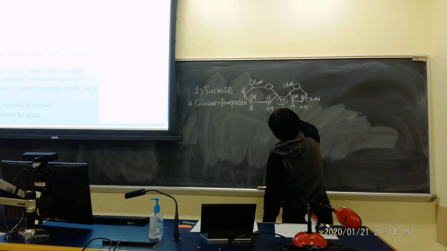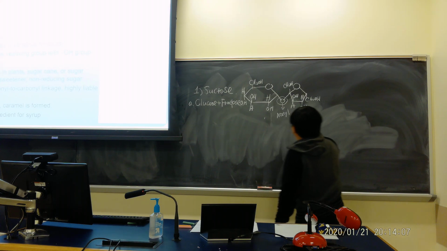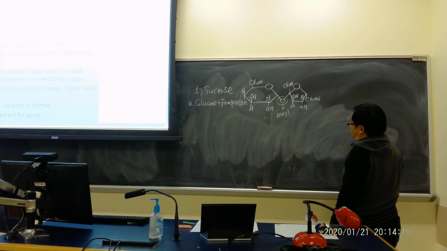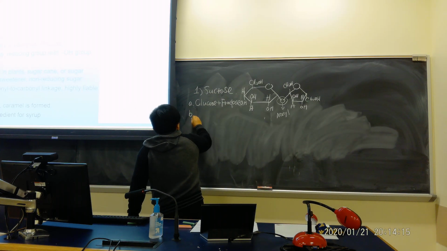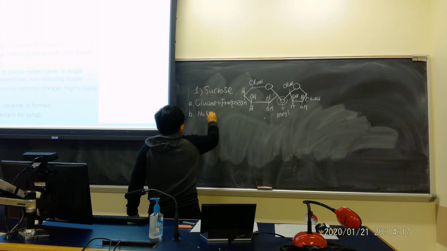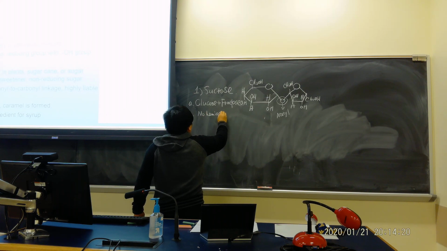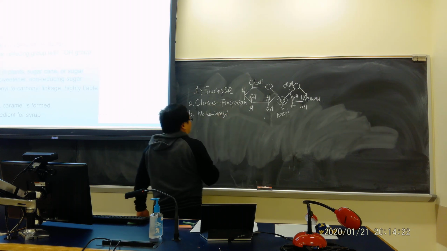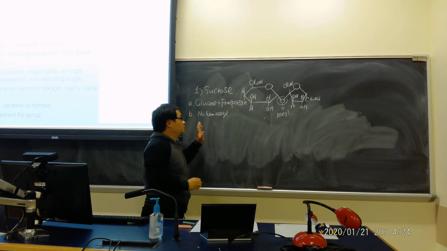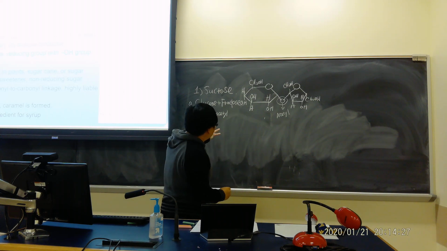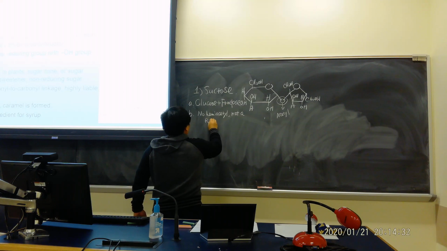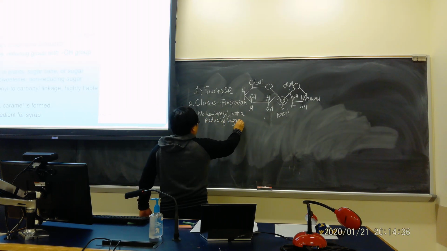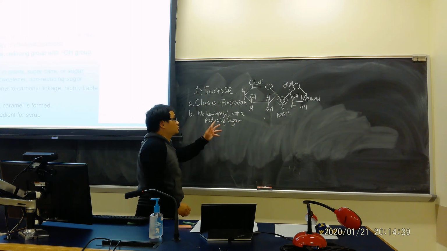This is called an acetal bond because there is no free available hydroxy. So we can say there is no hemiacetal. Okay, so this is not a reducing sugar. So this is the basic structure.